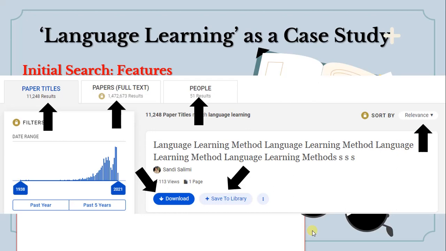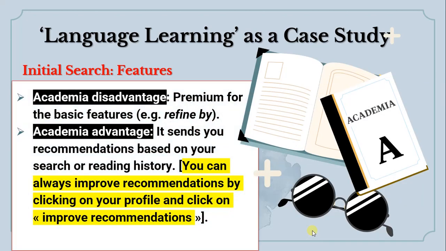So yeah, that's something we have already said. And as I've said, the disadvantage of Academia is it's just premium. Like, I can't believe it, they have premium for literally everything, but they still give you something. At least they still give you, for example, 11,000, still something. But one thing that Academia does, and all other platforms do not, is that it sends you recommendations. It's really good, and you can actually improve your recommendations.